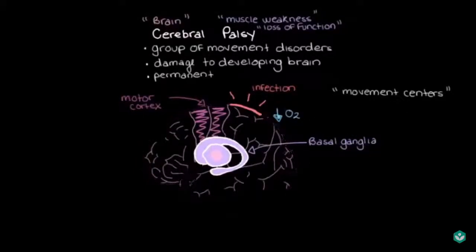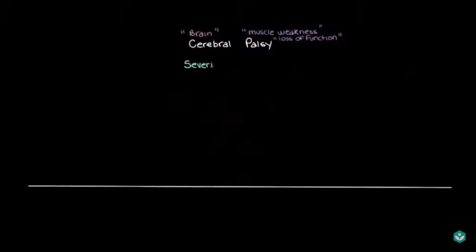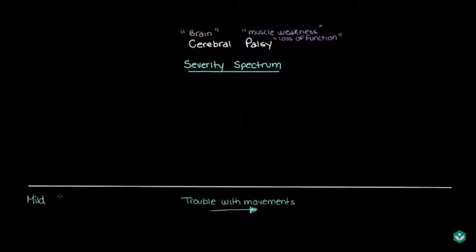So one of the interesting issues with cerebral palsy is that the amount of trouble that each person has with their movements can vary a lot between different people. So let's explore this a little bit further. Let's draw a severity spectrum here for cerebral palsy. So the further to the right we go, the more trouble the person has with their movements. So on our left here, on the mild end of our spectrum, we'll have people who aren't too badly affected from a sort of functional day-to-day point of view.